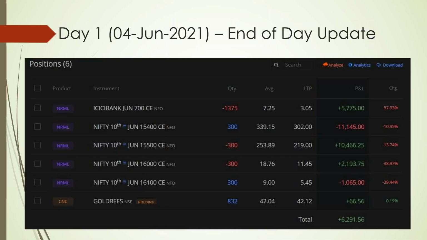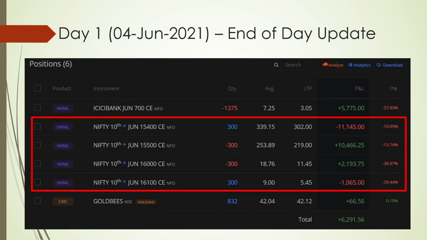Now let us focus only on the Call Condor one. You can see I have highlighted where our Call Condor is. This is the end of the day position. We took the position at 339.15, 253.89, 18.76 and 9. These are the 4 strikes.